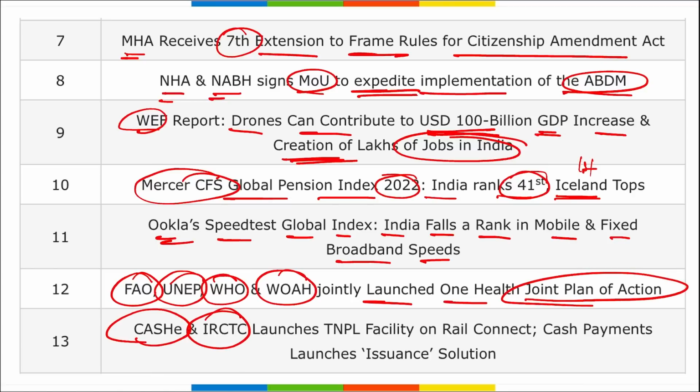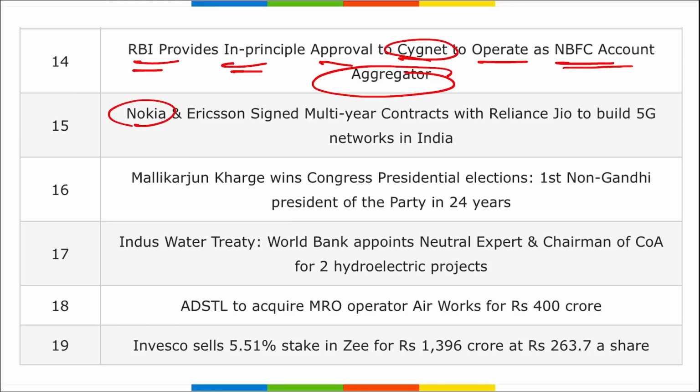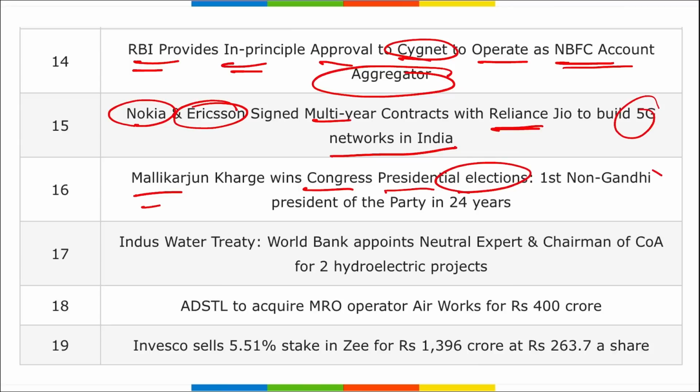Cashe and IRCTC have launched a buy-now-pay-later facility on Rail Connect. Cashe also launches insurance solutions. Coming back, RBI has provided in-principle approval to Signet to operate as an NBFC account aggregator. Nokia and Ericsson signed a multi-year contract with Reliance Jio to build 5G networks in India. Mallikarjun Kharge has won the Congress presidential election and became the first non-Gandhi president of the party after 24 years.